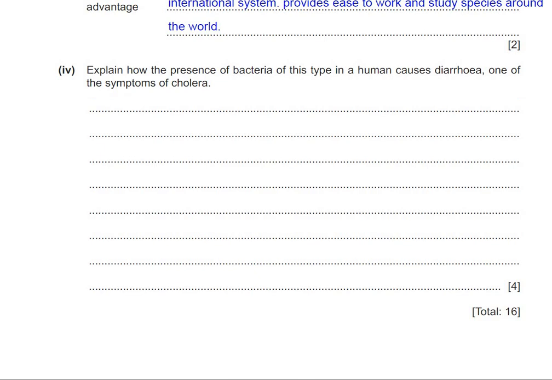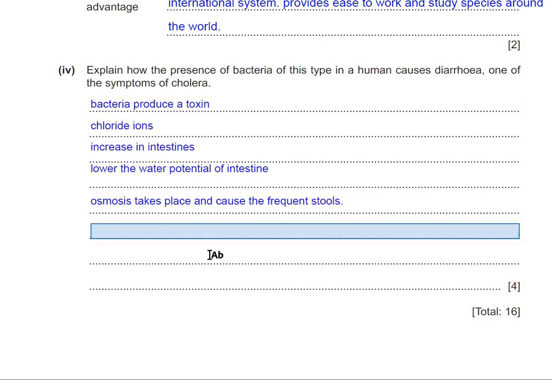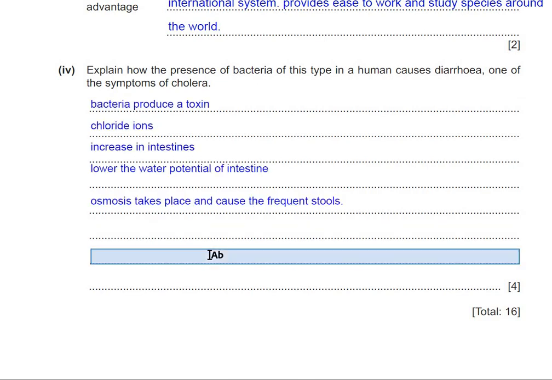So I hope that was clear. This is the answer that I have written for you, so you can read it out from here. We have to give 4 distinguishable points, and we have to tell the etiology or the pathophysiology of the diarrhea in cholera. So this was the answer to this question. Bacteria produces a toxin, which results in the chloride ions increasing in the intestine. That lowers the water potential of the intestine, and osmosis takes place, and water comes inside the intestine and causes the frequent stools. All right.